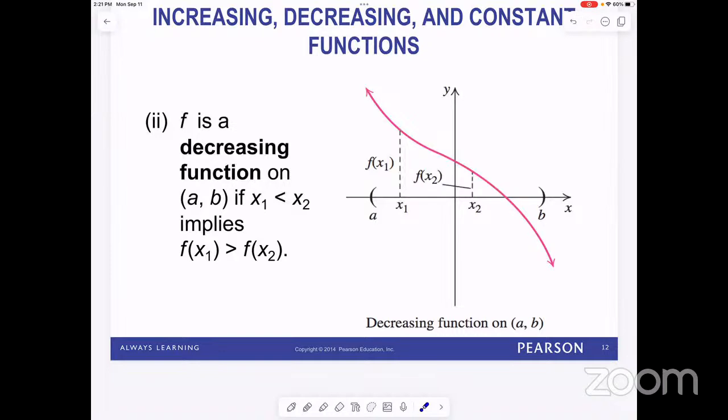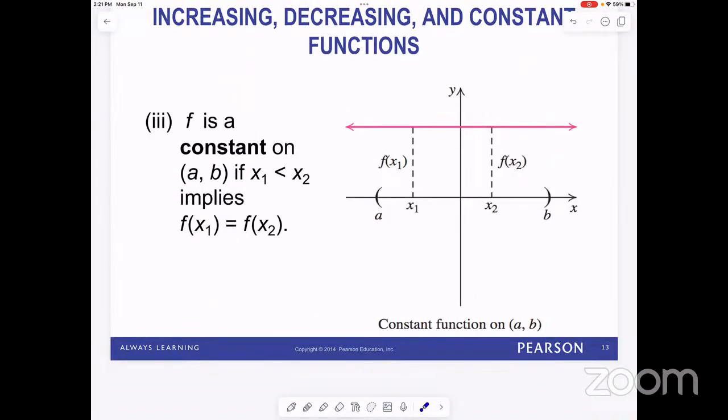So we've talked about increasing functions, decreasing functions, and then next is our constant function. So f is constant on an open interval AB if whenever x1 is less than x2, this implies f of x1 is equal to f of x2. All right, so notice this image is flat. It's a flat horizontal line on an open interval.